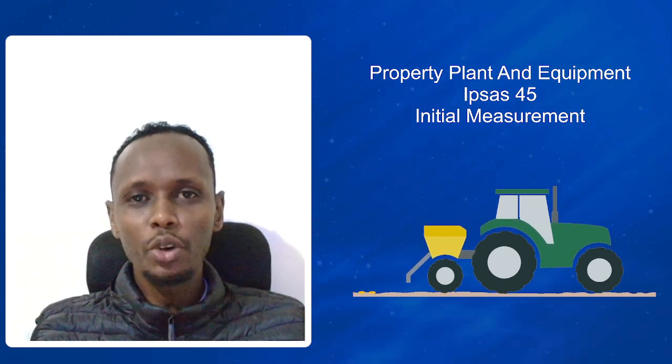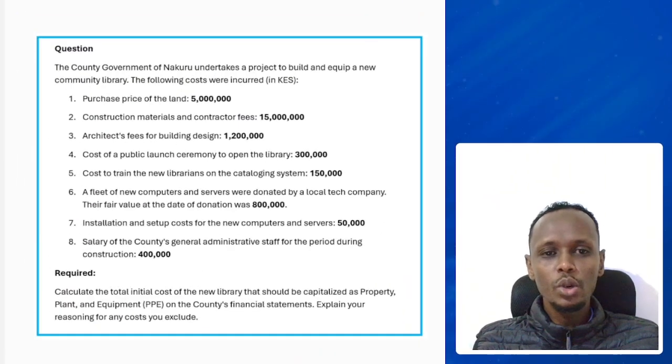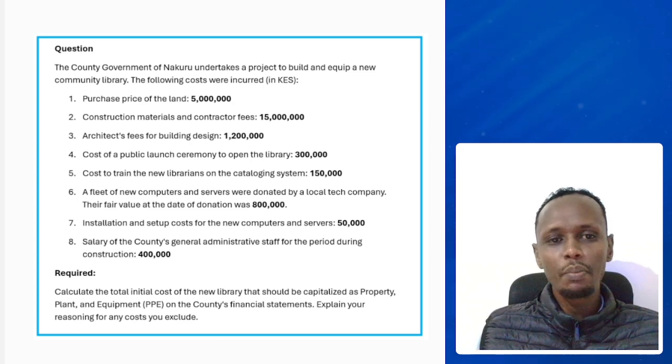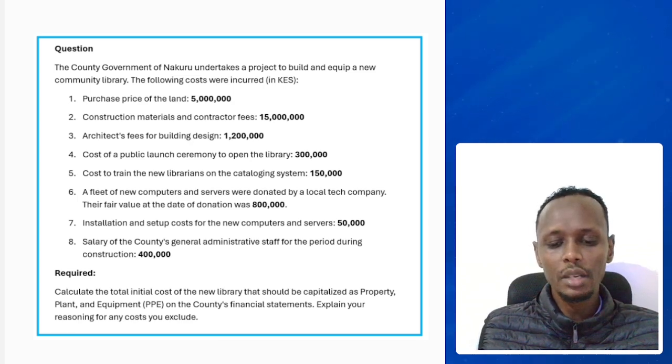So I have an example here, and I want us to discuss this practical example. The question reads: the county government of Nakuru undertakes a project to build and equip a new community library. The following costs are incurred in Kenya shillings. Purchase price of land, 5 million. Construction materials and contractor fees, 15 million. Architecture fees for building design, 1.2 million.